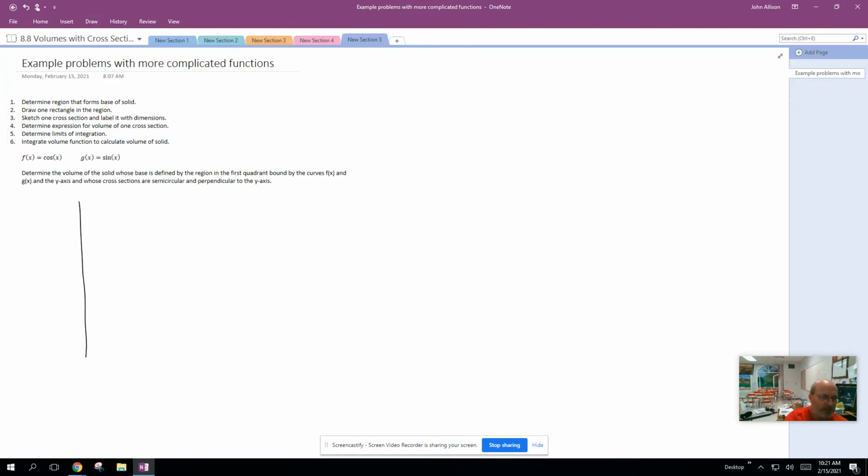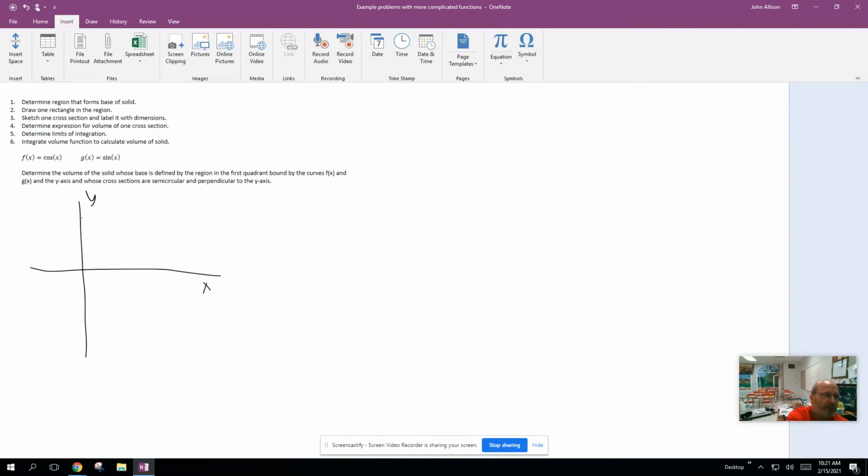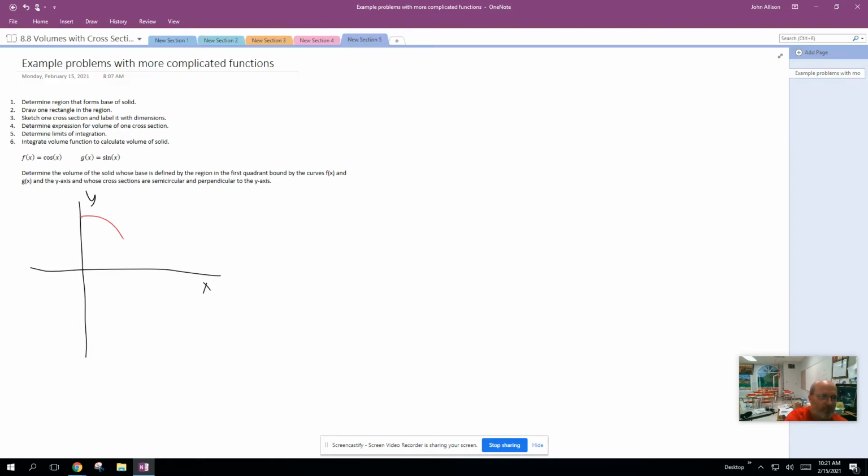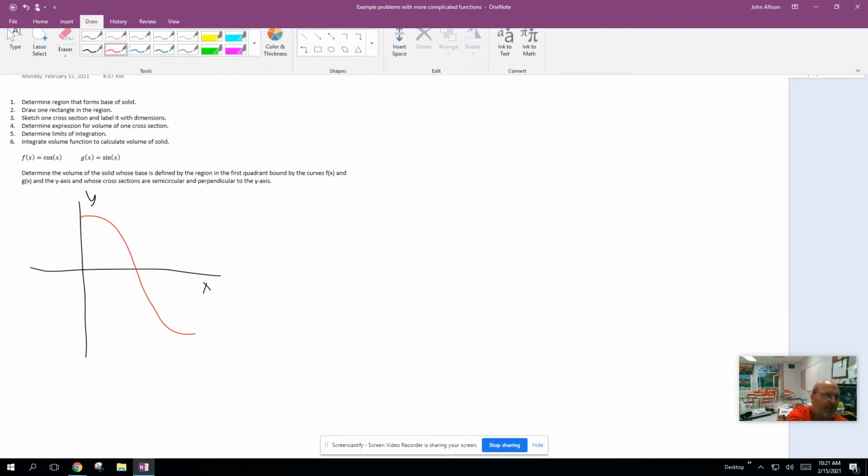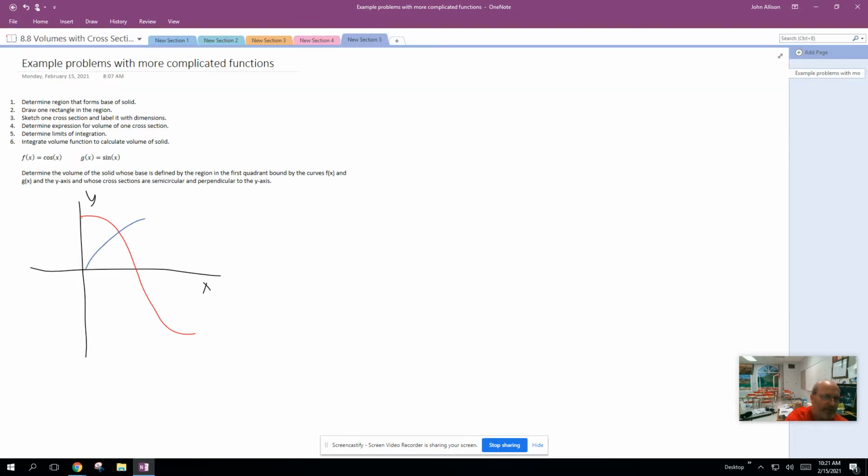Let's sketch this real quick. We look at the curve y equals cosine x, and we look at the curve y equals sine x. And so now what we're looking for is this region in here, which is going to be the base of our solid. And we're going to have a rectangle.